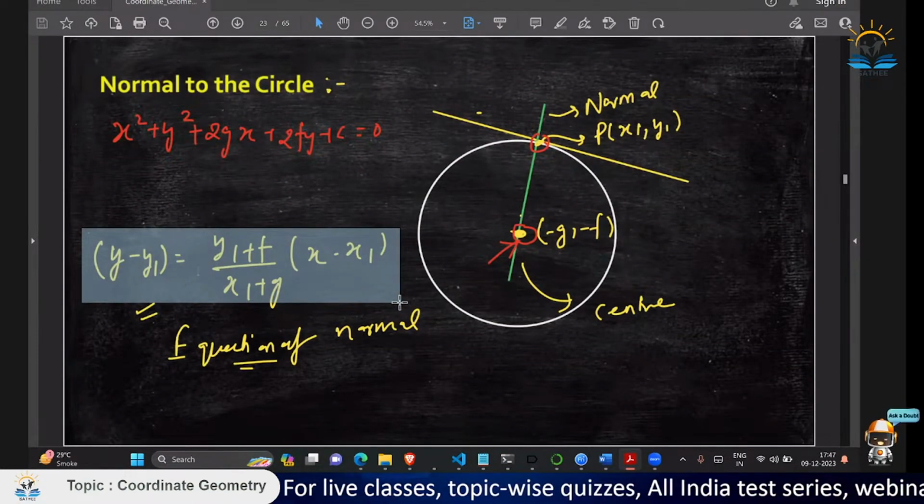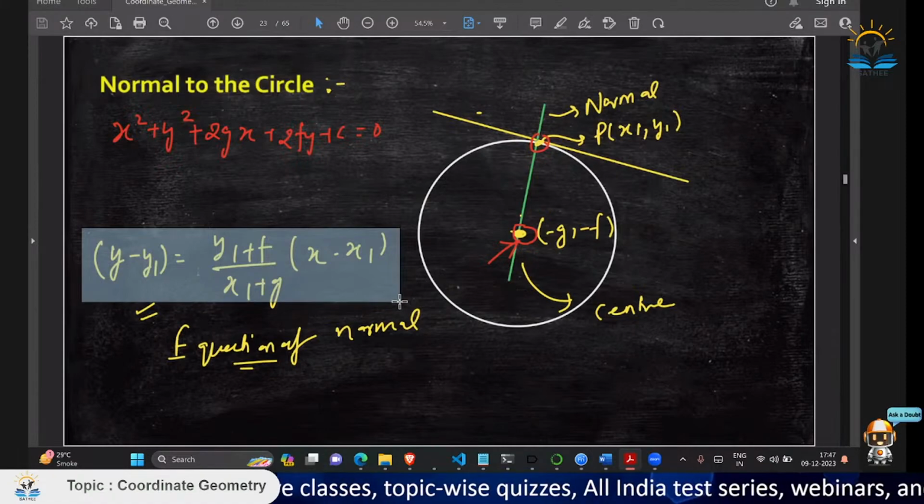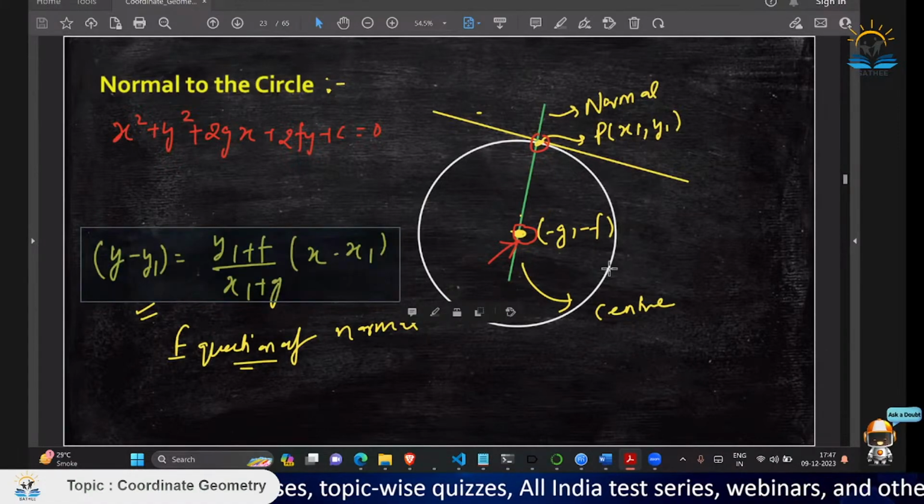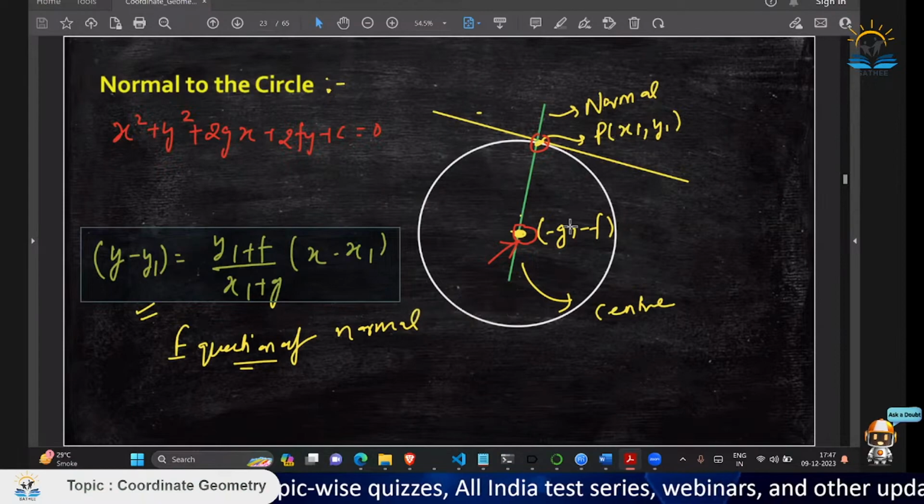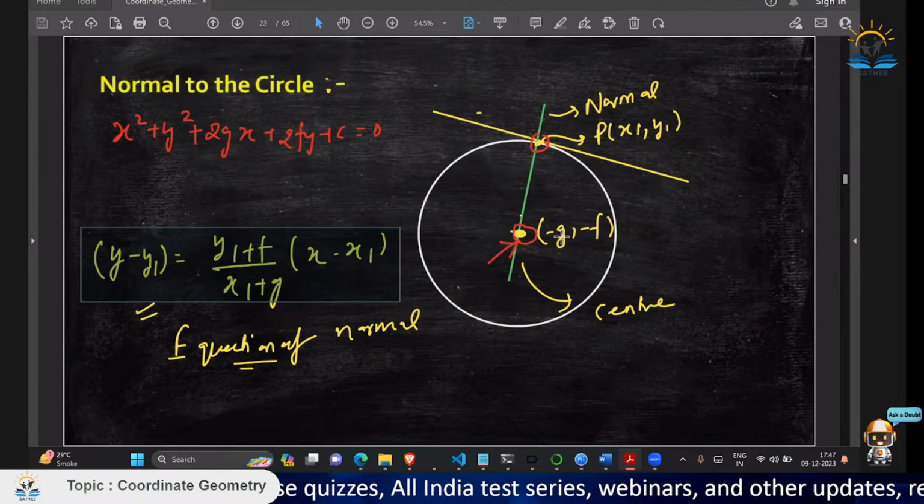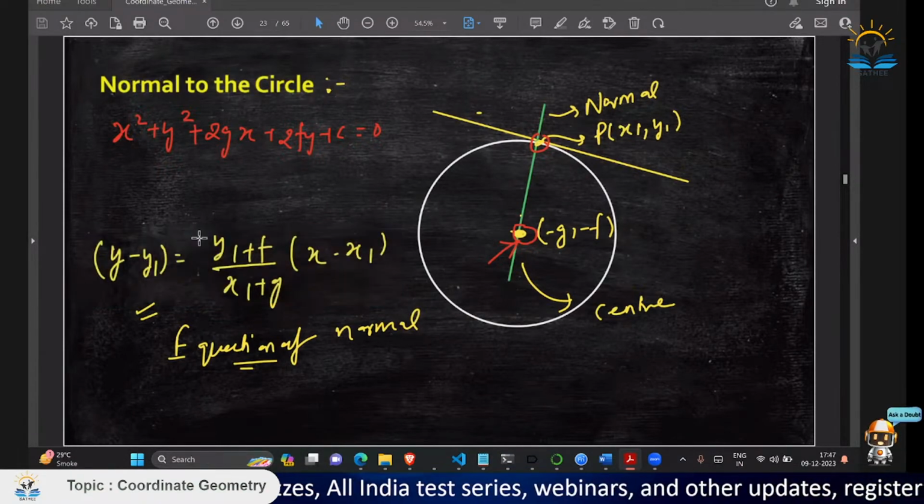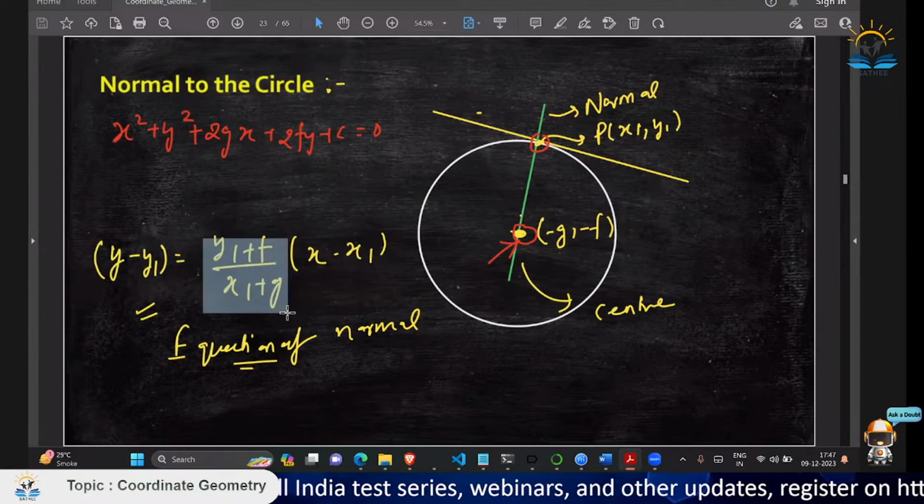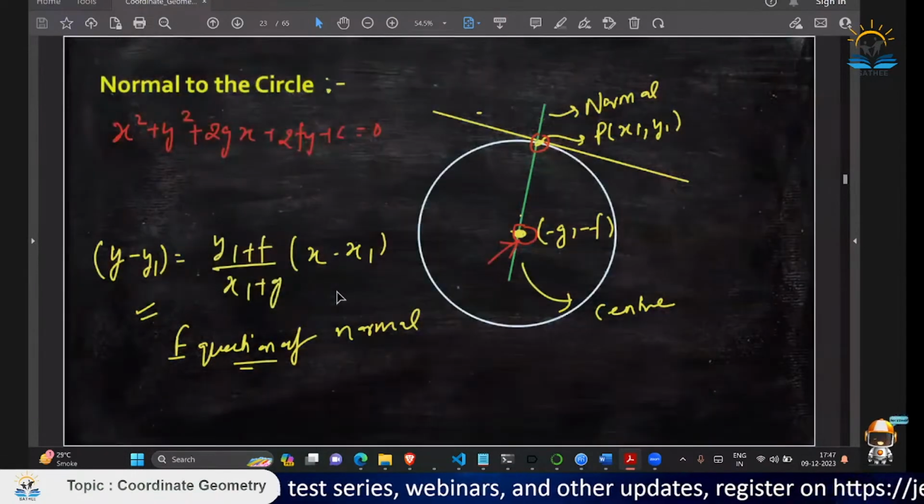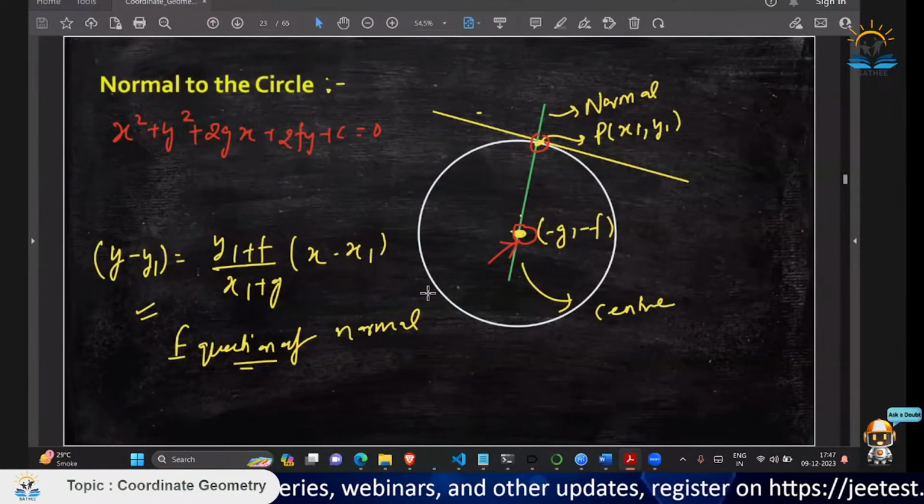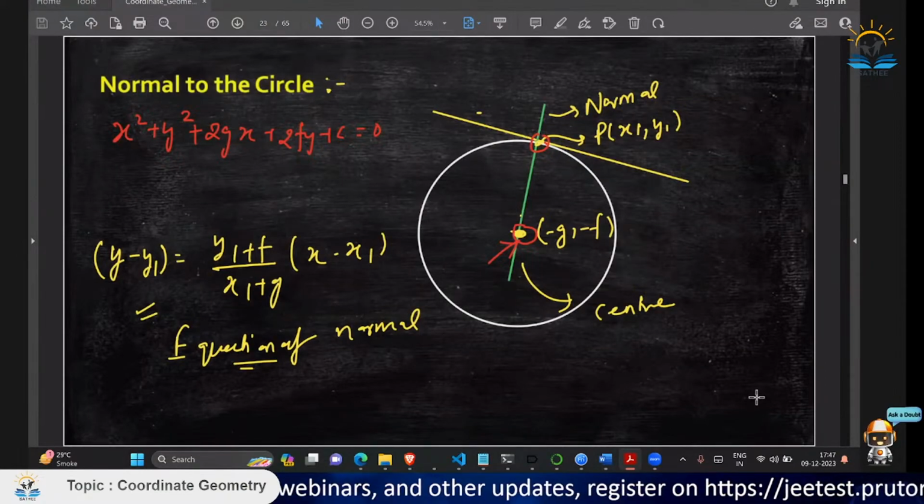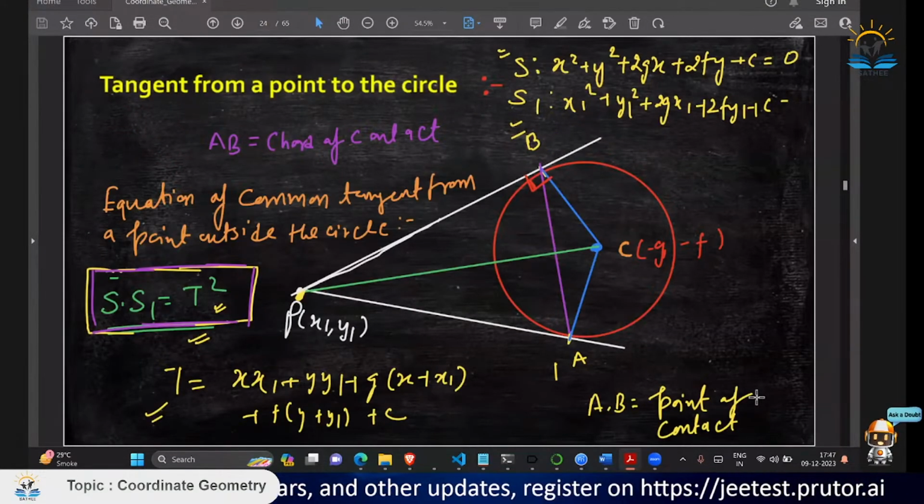It's just y minus y1 upon x minus x1 is nothing but y1 plus g, sorry, upon x1 plus g. This is the slope of the line, right? This thing is the slope of the line. So yeah, this was the equation of the normal. You should remember this. It's important.